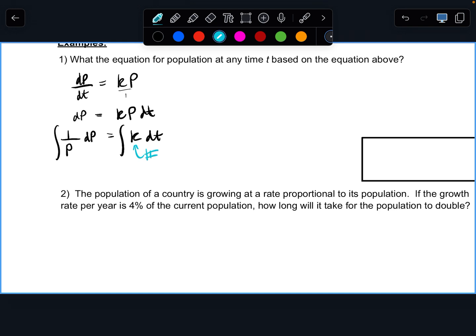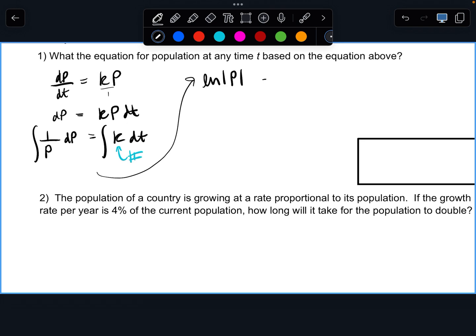So if you were going to integrate some number, maybe right over here, on the left side that'd be natural log of P, just 1 over P. And then this one, because it's a number, think about it if it was like a 5, it would just be whatever the number is times t plus C, because you're integrating with respect to time. And this one, we don't have a C, they didn't give us an initial condition, so we're just going to treat that as another variable.